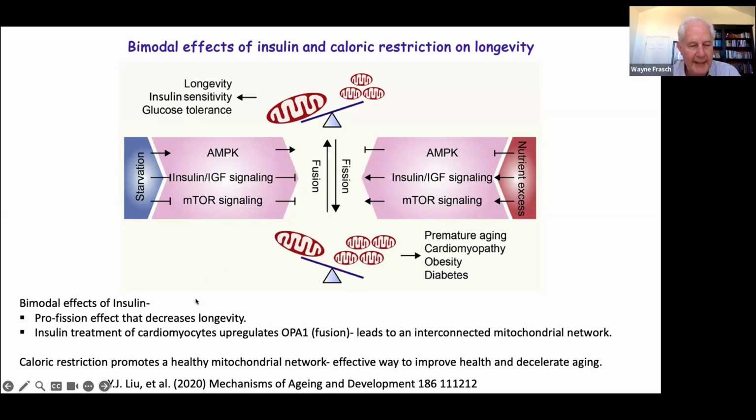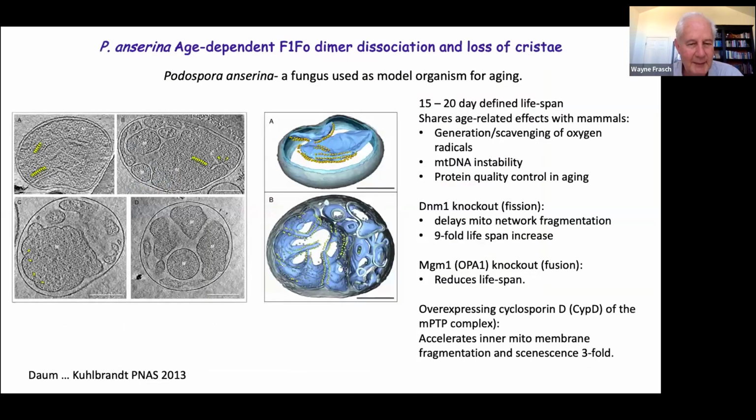And so anyway, in fact, insulin has a bimodal effect. It promotes fission, but that decreases longevity, but it also upregulates OPA1, which is a fusion protein that leads to a healthy interconnected mitochondrial network. And caloric restriction promotes a healthy mitochondrial network, and it's a very effective way to improve health and decelerate aging. So push that dessert away the next time you see it.